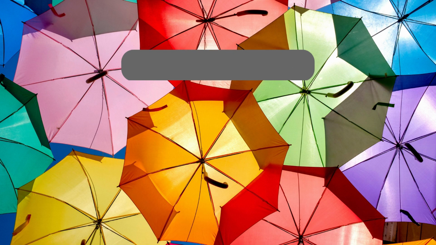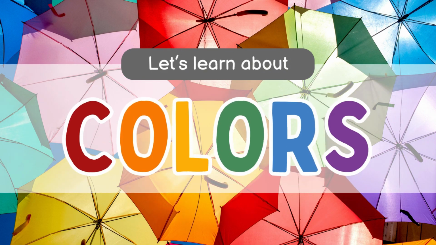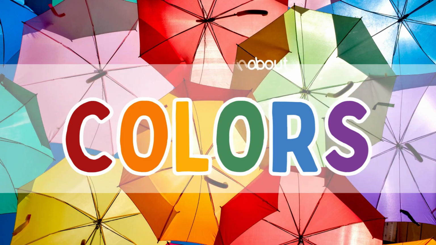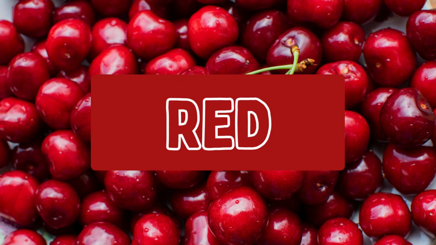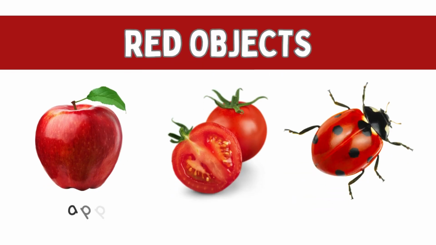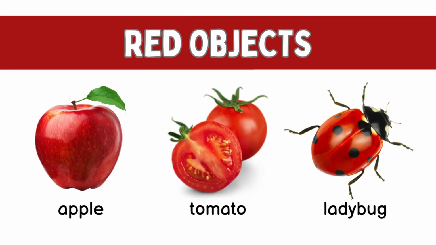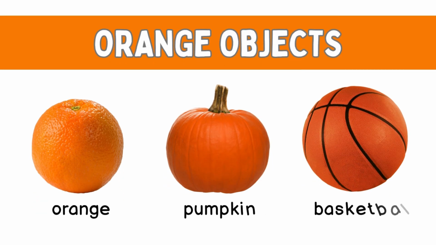Today, we are going to learn about colors. Let's start together. Red. Red objects: apple, tomato, and ladybug. Orange. Orange objects: orange, pumpkin, and basketball.